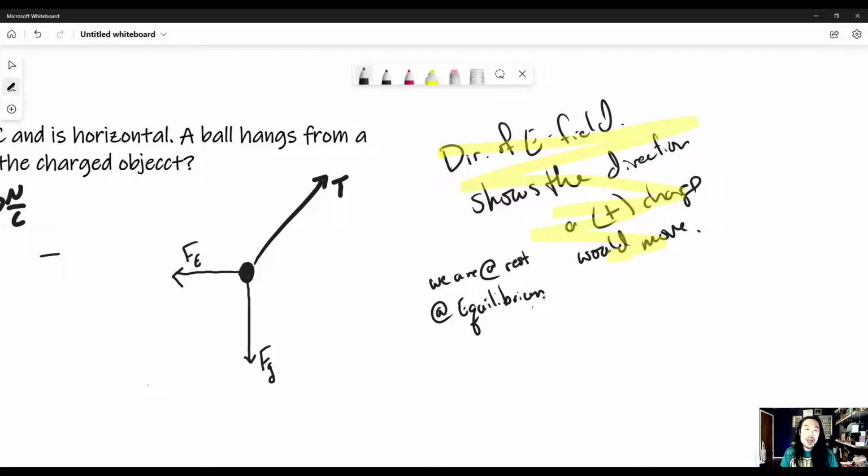It's motionless. That means that we are at rest. Your velocity is 0. Your acceleration is also going to be 0 because there's no change in velocity. So we're at equilibrium. And this term here, if you remember from the mechanics course, is very, very important. Equilibrium means that our net forces will always have to add up to 0. And that is the key to solving these problems.